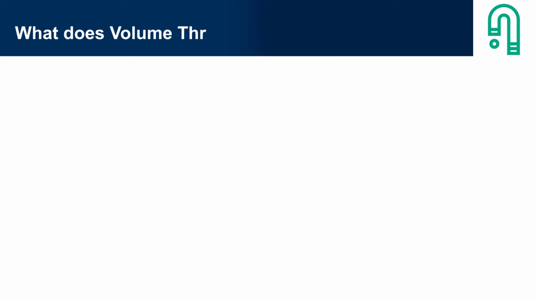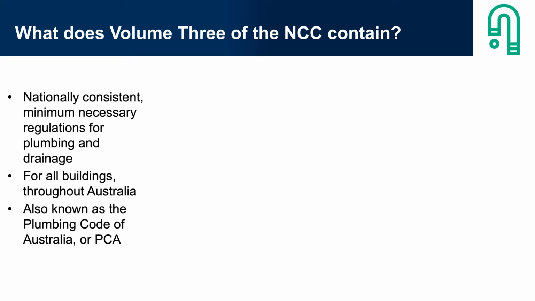What does Volume 3 of the NCC contain? The provisions within NCC Volume 3 cover all classes of buildings. It prescribes the minimum required levels for the design and construction of plumbing and drainage systems in Australia. It covers minimum requirements related to safety and health, amenity and accessibility, and sustainability. NCC Volume 3 is also known as the Plumbing Code of Australia, or PCA.